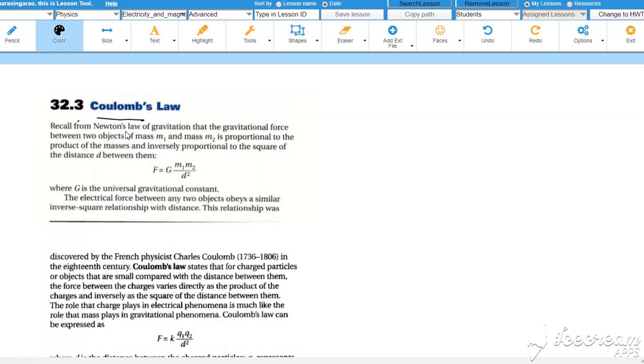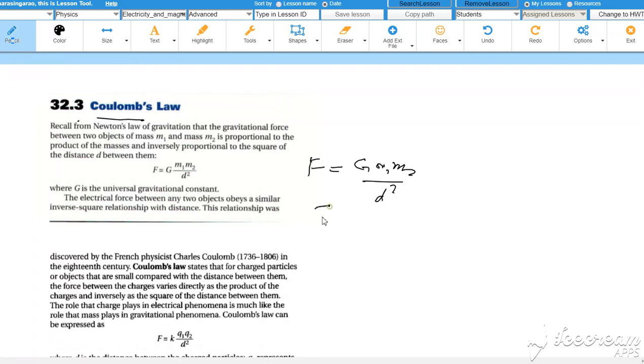Newton's law of gravitation says that the gravitational force between two objects of masses m1 and m2 is proportional to the product of the masses and inversely proportional to the square of the distance between them. So it's given as F equals G times m1 times m2 over d squared, where G is the universal gravitational constant.